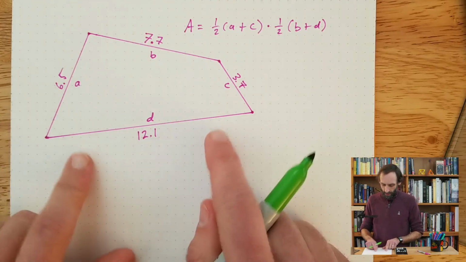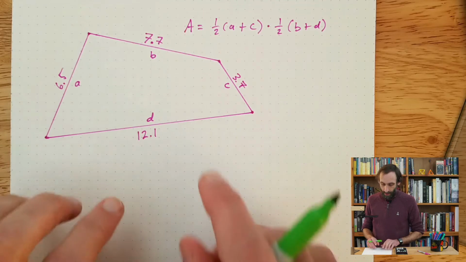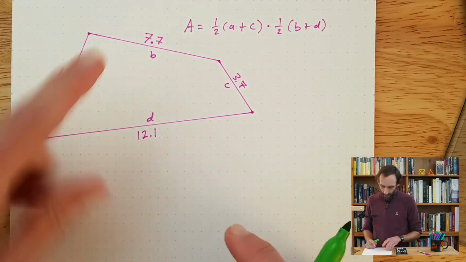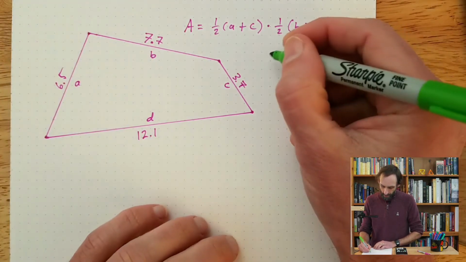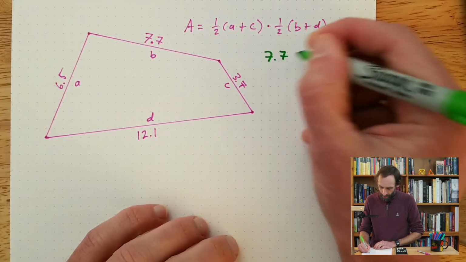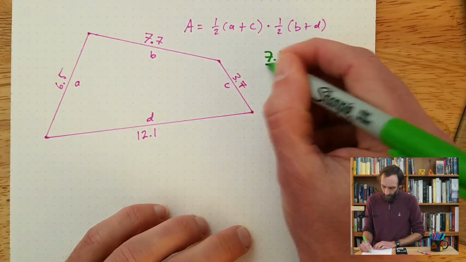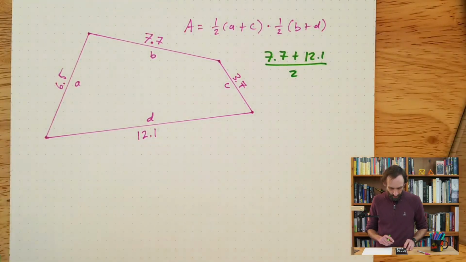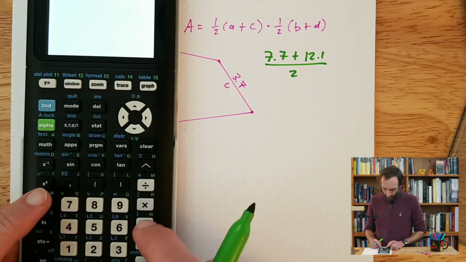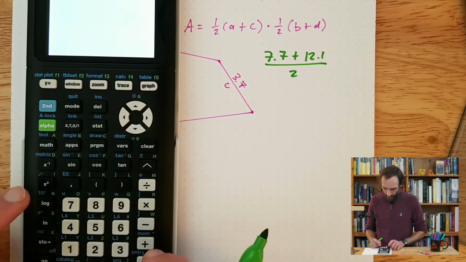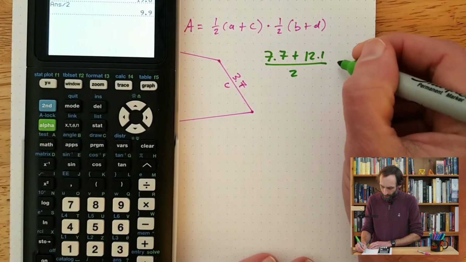Okay, so I've measured the four sides to the nearest tenth of a centimeter, and now I'm ready to do my calculations. So first I'm going to take these two sides right here. So let's see, 7.7 plus 12.1. I'm going to divide that by 2. I'll plug this in my calculator. 7.7 plus 12.1, and then divide the answer by 2. I get 9.9.